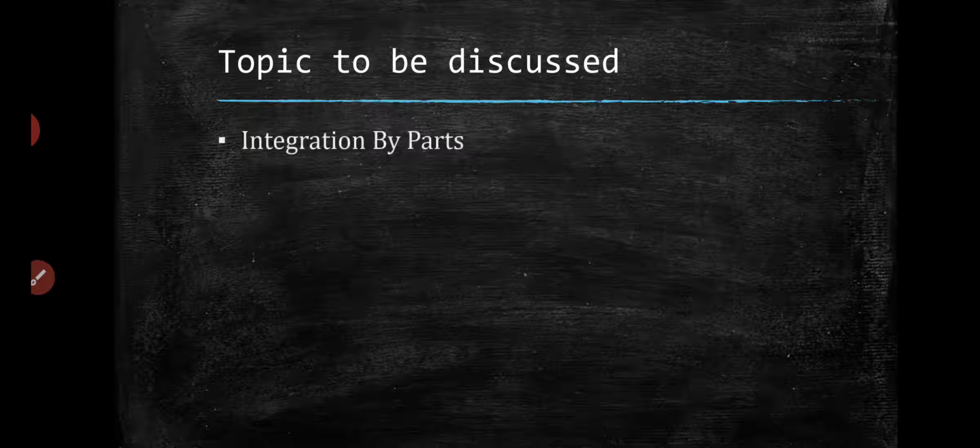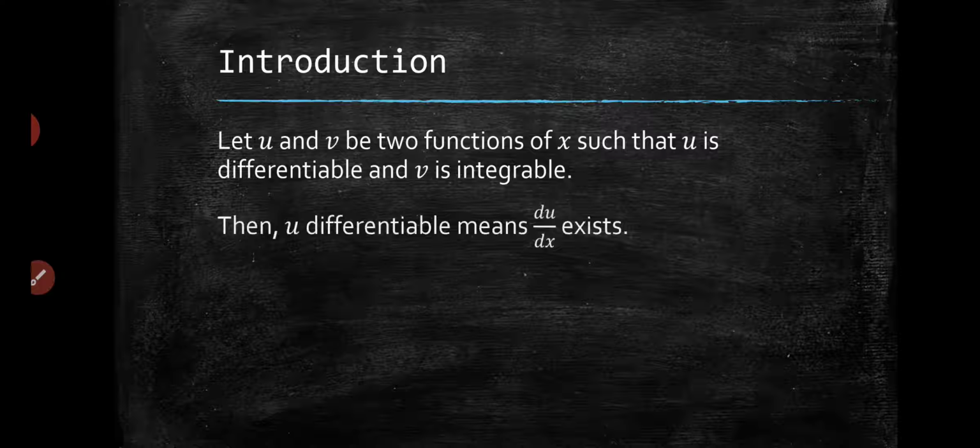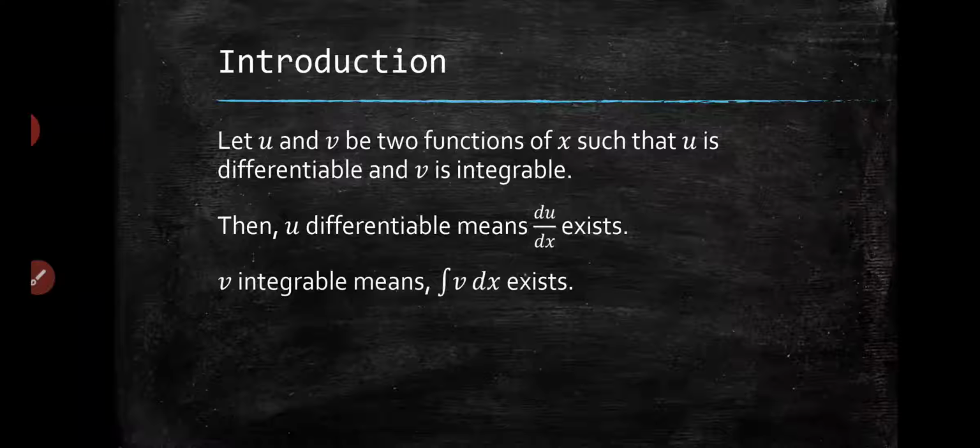So, let us see how to deal with such problems. First, to begin with, let us know what is integration by parts. Now let us consider two functions of x. One is u, the other one is v, and u being a differentiable function and v being an integrable function. Now, what is the meaning of u being differentiable? U being differentiable means its derivative exists, and v being integrable means its integral exists.